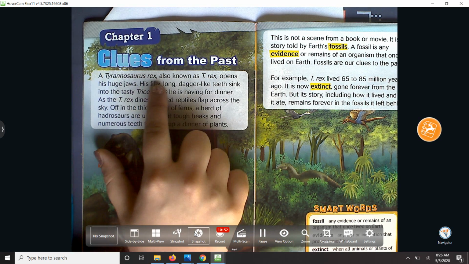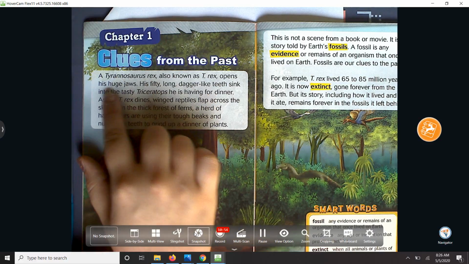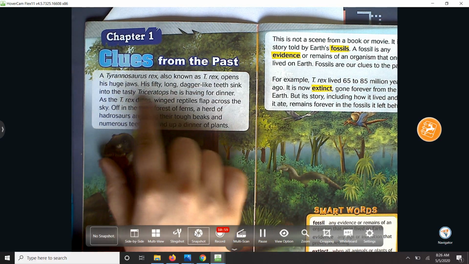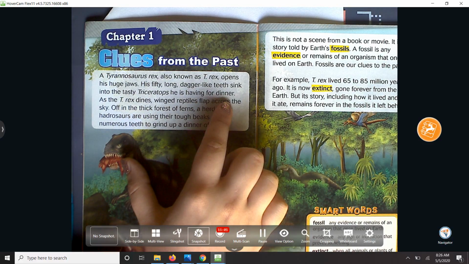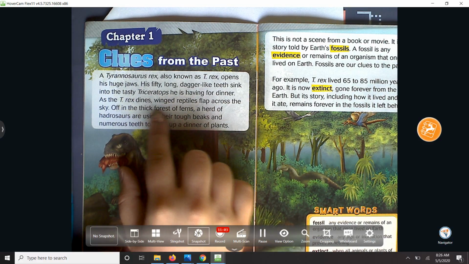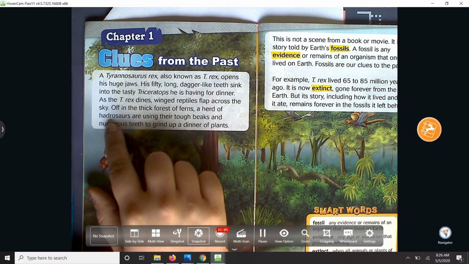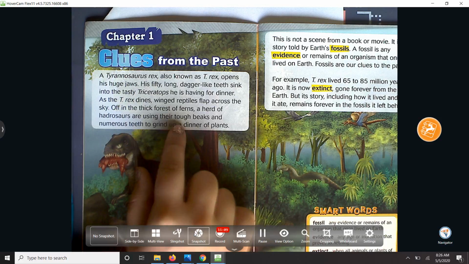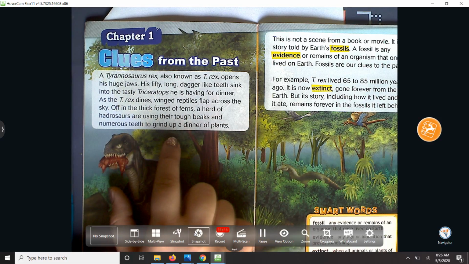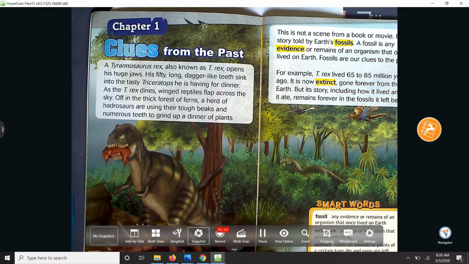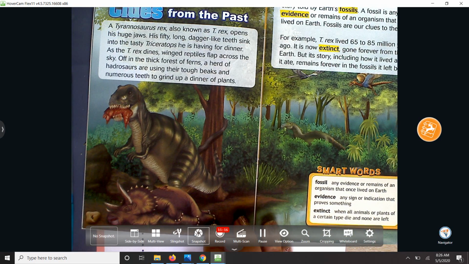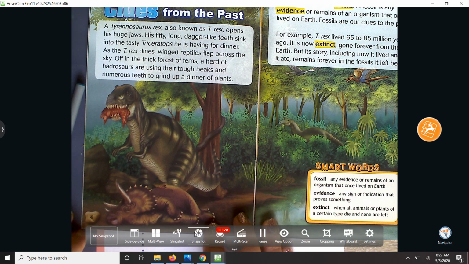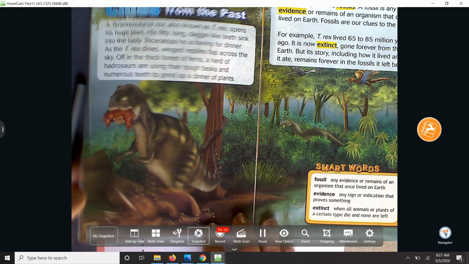A Tyrannosaurus rex, also known as a T-Rex, opens his huge jaws. His 50 long dagger-like teeth sink into the tasty Triceratops he's having for dinner. As the T-Rex dines, winged reptiles flap across the sky. Off in the thick forest of ferns, a herd of hadrosaurs are using their tough beaks and numerous teeth to grind up a dinner of plants. And then we have this picture of a T-Rex eating another animal. It might be a little too graphic for our book, but that's alright.